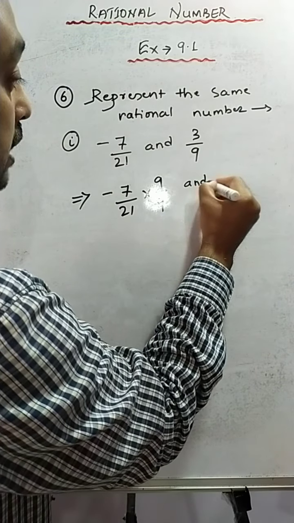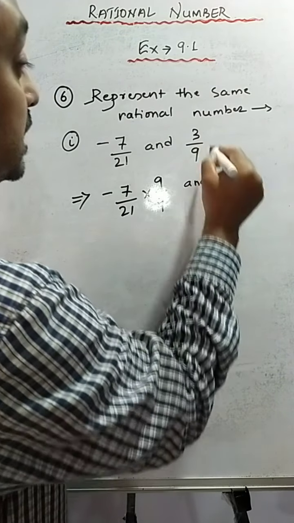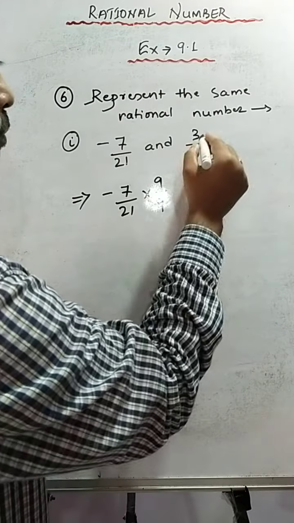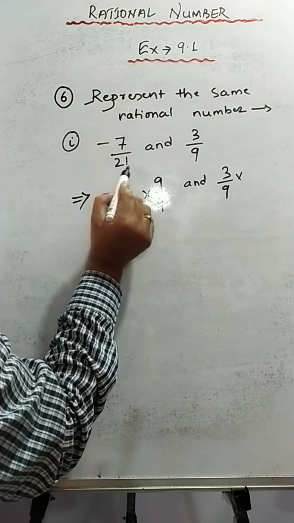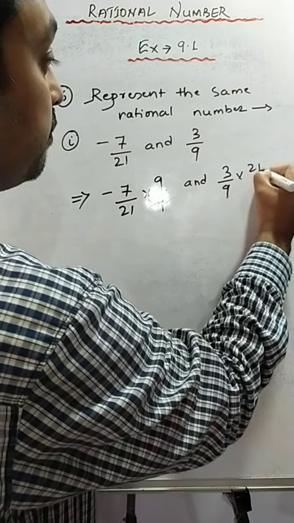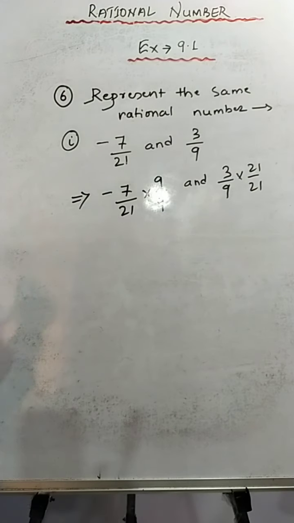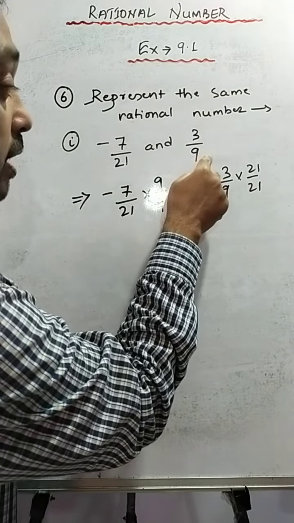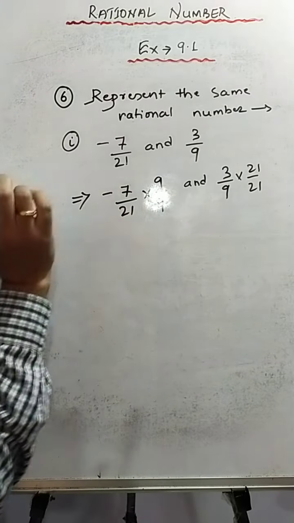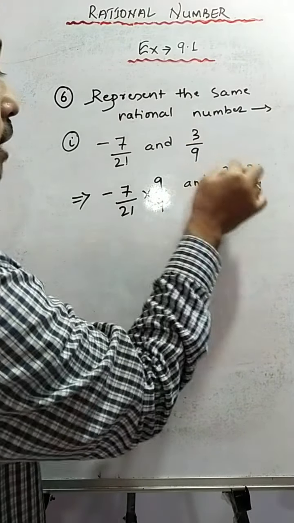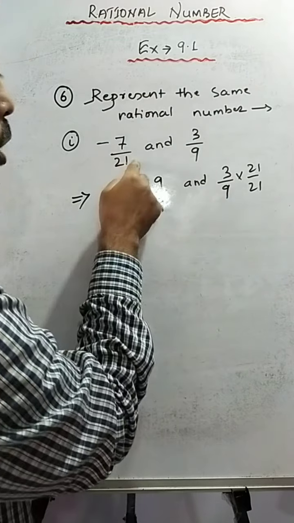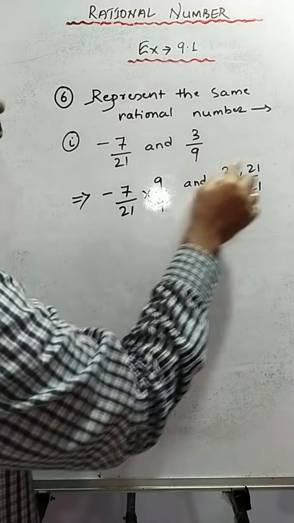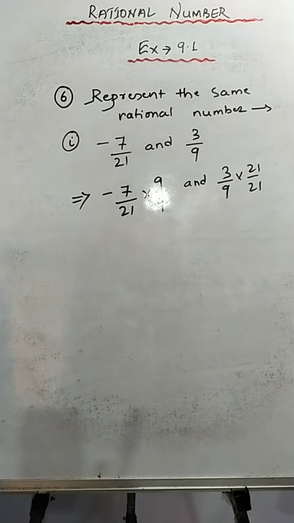And what is the next thing that you have to do? With the second rational number, you have to multiply the denominator of the first rational number. That means this one. See, very, very easy. So what I am doing with the first rational number, I am multiplying the denominator of the second rational number with both the numerator and the denominator. And with the second rational number, I am multiplying the denominator of the first rational number with both the numerator and the denominator.